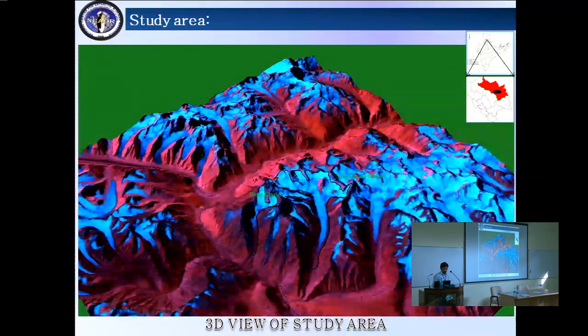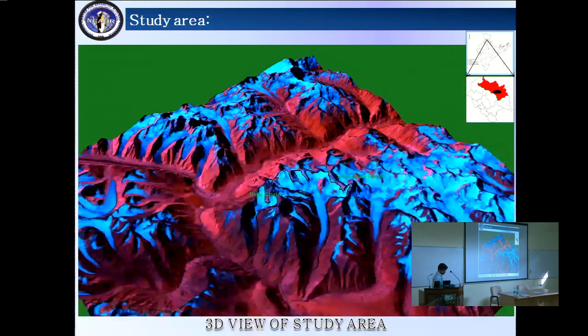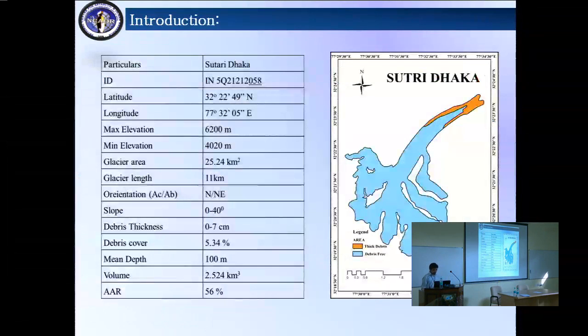This is the 3D view of the Western Himalaya study site. You can see the topography. This is the glacier. It has the lowest height of 4,400 meters and highest altitude of 6,200. This is the Chandra region near the Sikkim glacier, and this was the Chota Sikkim glacier. This one has a minimum level of 4,020 meters and highest elevation of 6,200 meters. The total coverage of the glacier area is 25.25 square kilometers, and it's a main valley.